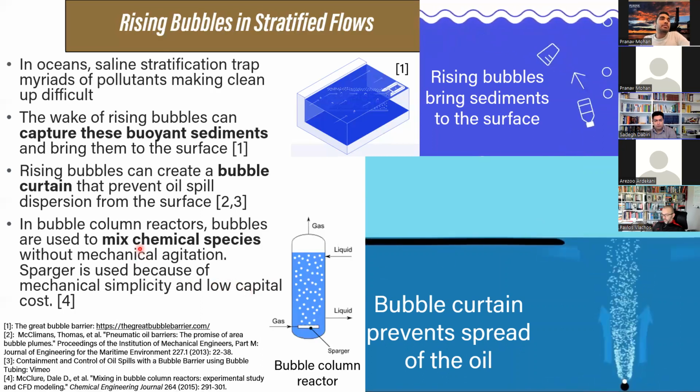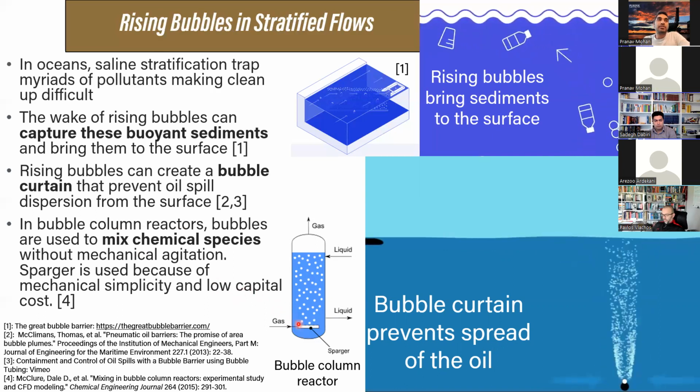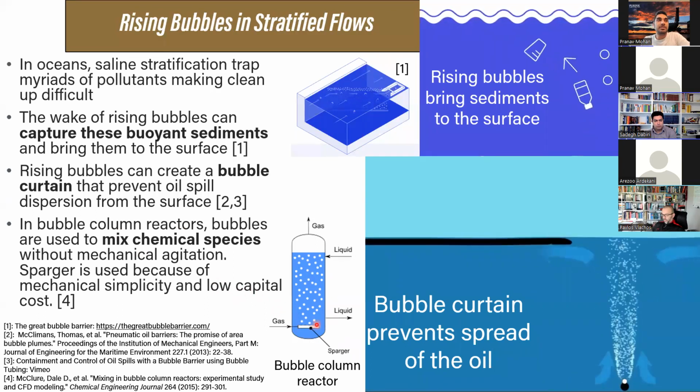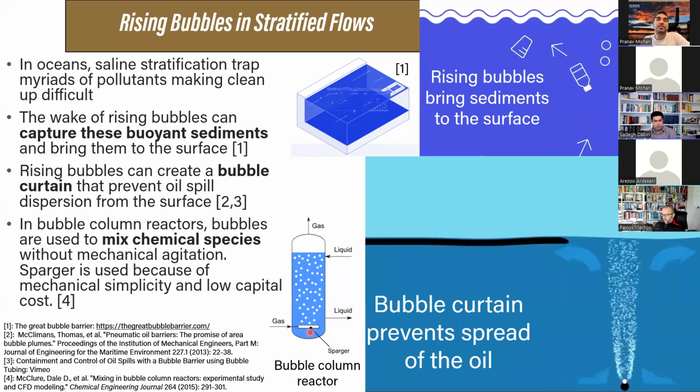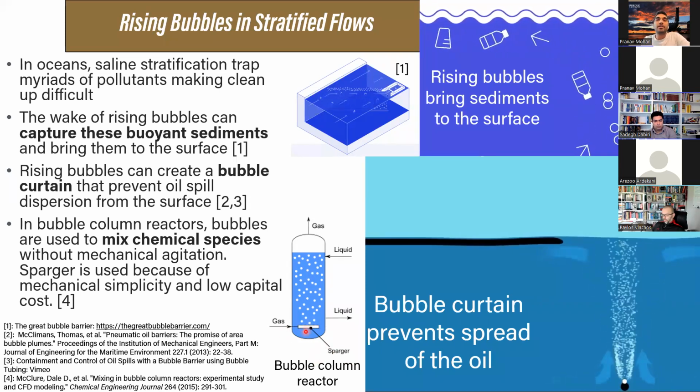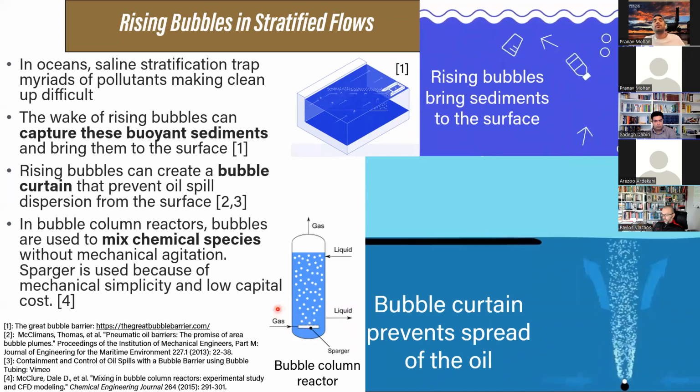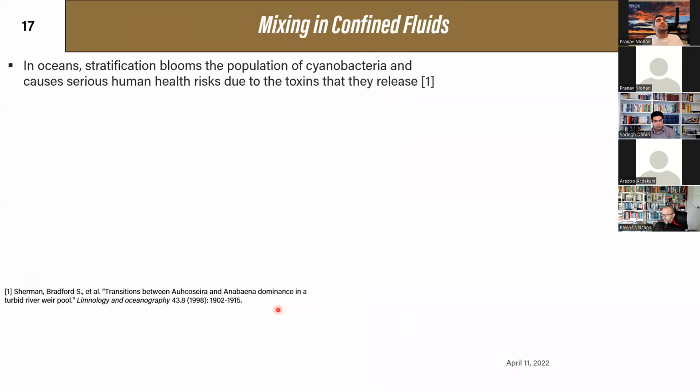Finally, in bubble column reactors, bubbles are used to mix several chemical species without any mechanical agitation. So in this particular scenario, a sparger might be used because of its mechanical simplicity and low cost. So in oceans, we've also observed that stratification actually blooms the population of cyanobacteria, which can cause serious health issues such as conjunctivitis if it comes in contact with human eyes. So that is why we have to study this.